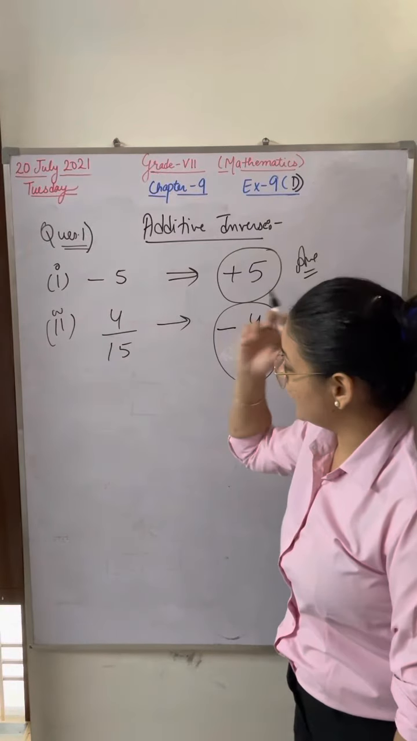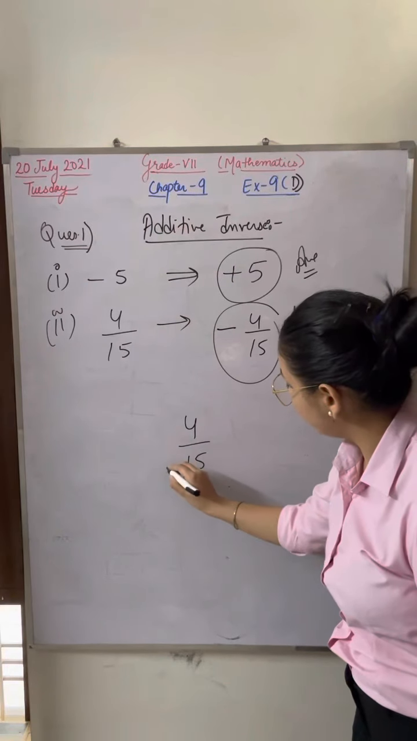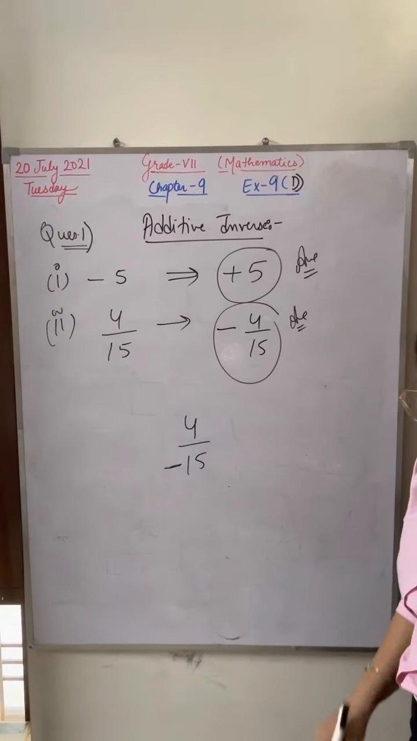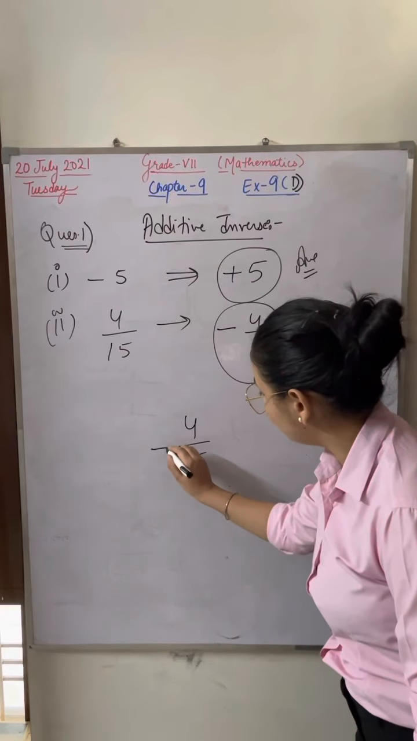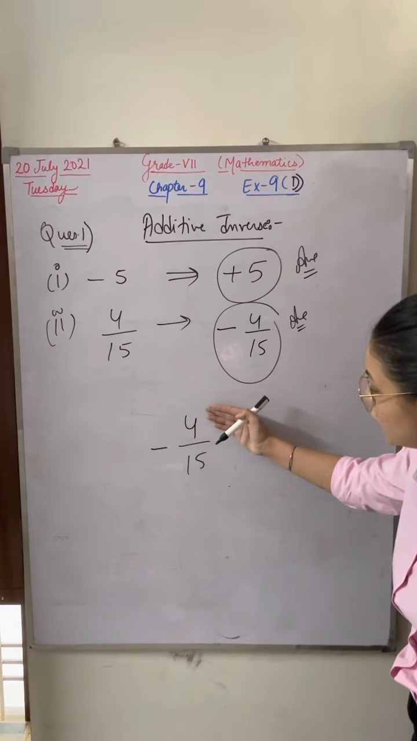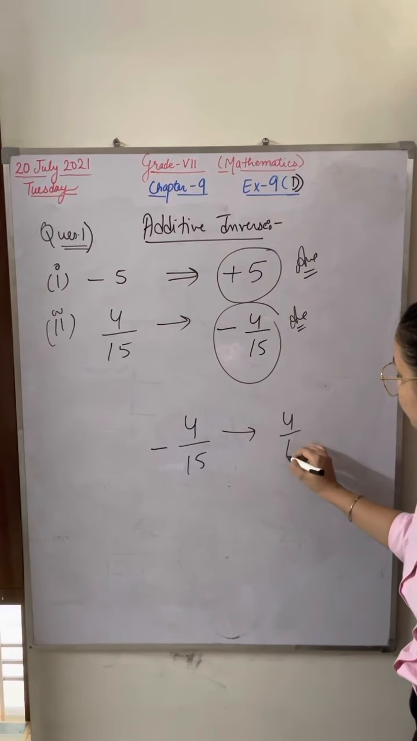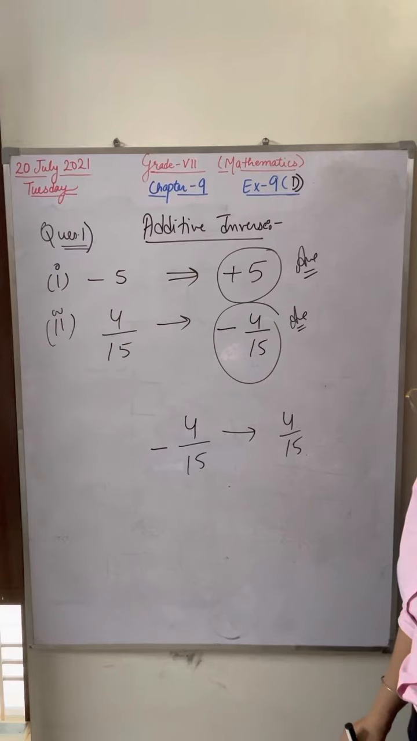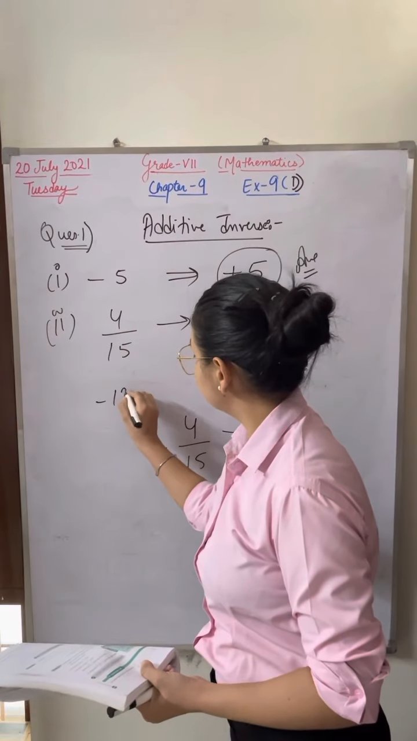Suppose some student asks, what if the number is 4 upon 15 and the minus sign is there in the denominator? In such a case, this minus sign is the common sign for both the terms. Either it is given to you in the numerator or in the denominator. So the additive inverse will be +4 upon 15. Got it? Everyone? Okay. Now next, the third part is -13 upon 7.